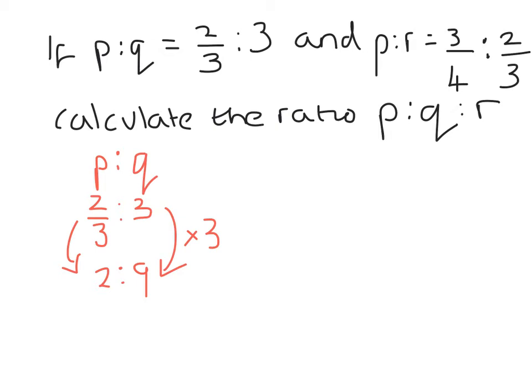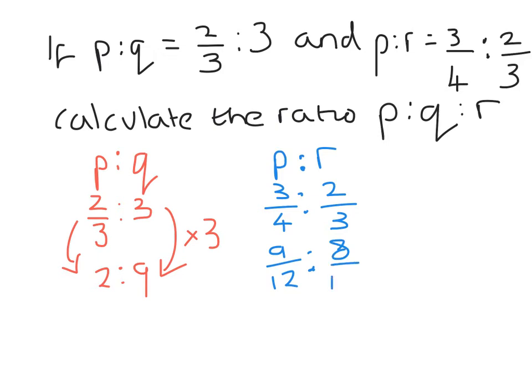And then I'm going to look at P to R. And it's 3/4 to 2/3. And the easiest way to get rid of the fraction is probably to get a common denominator first. So I'm going to times the left fraction by 3, and that will get me 9/12. And I'm going to times the right fraction, both the top and bottom, by 4, and that'll get me 8/12. And then once I get to that point, I can times both sides by 12, and I'll just end up with 9 to 8.